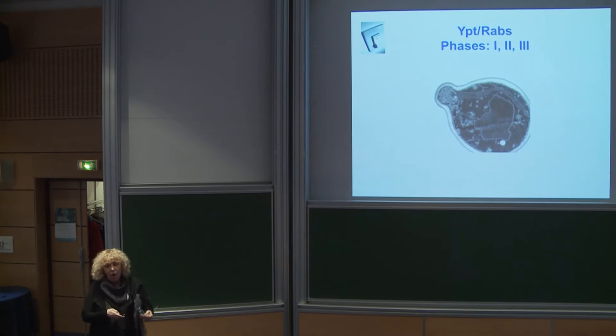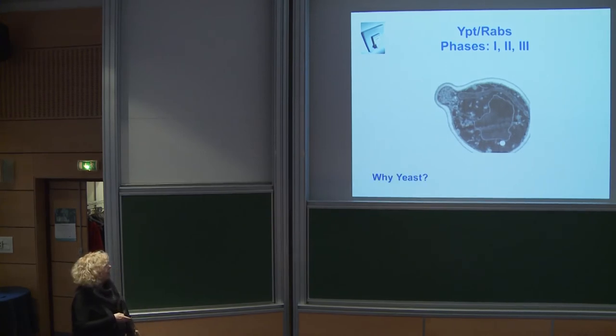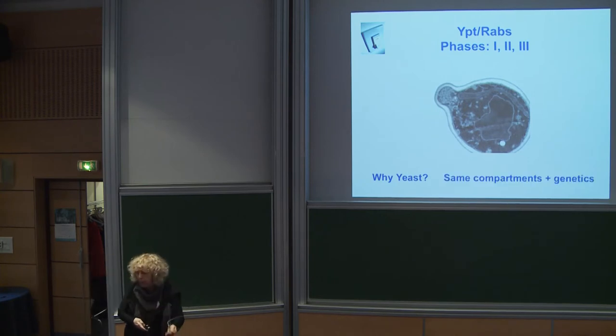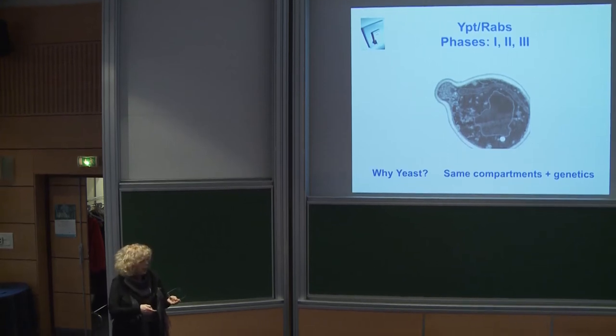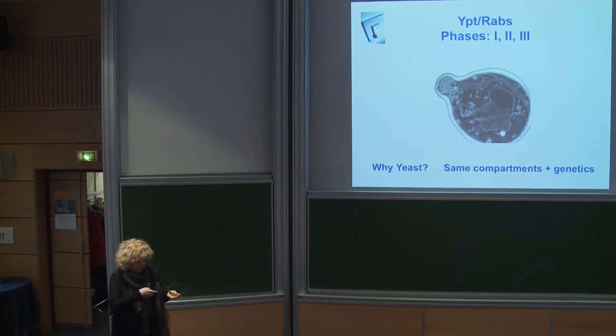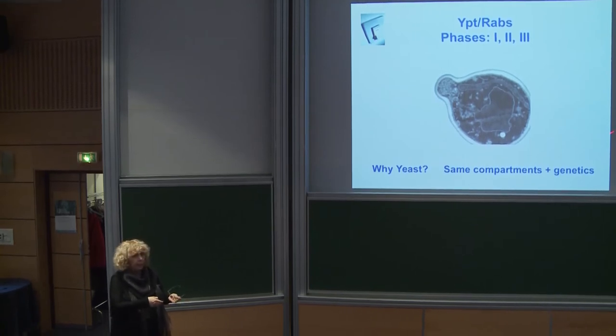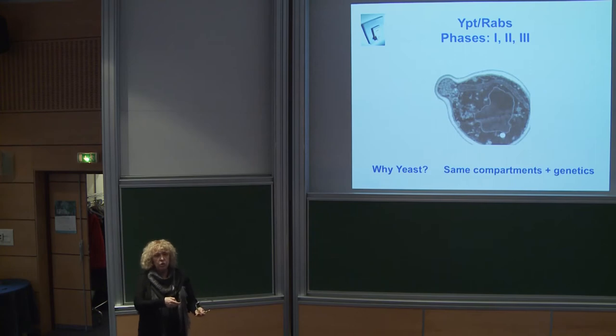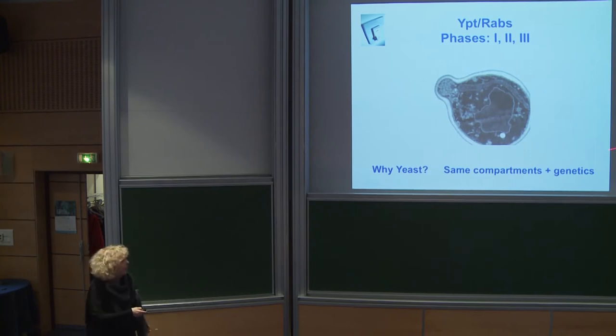So it all started in yeast. This whole family was discovered in yeast. First, why yeast? Because in yeast we have the same compartments. We do cell biology the same way. We can do biochemistry. But the genetics is what separates it, and that's why we can do so much faster, okay? Of course, in combination with molecular genetics.